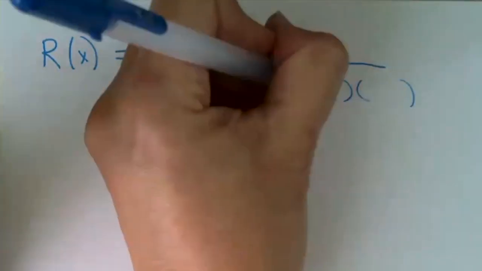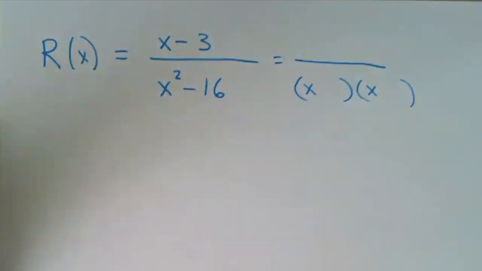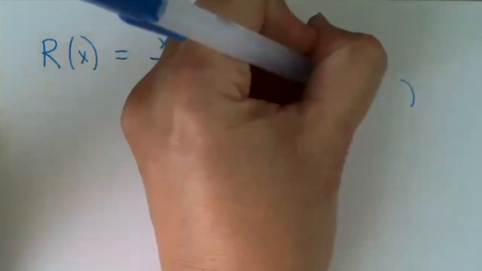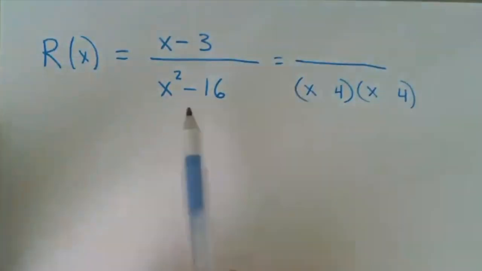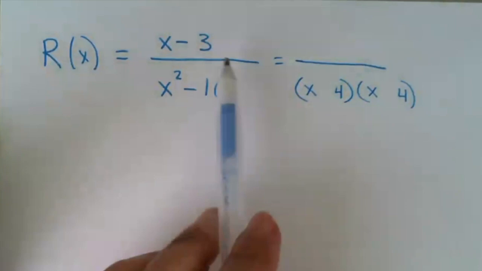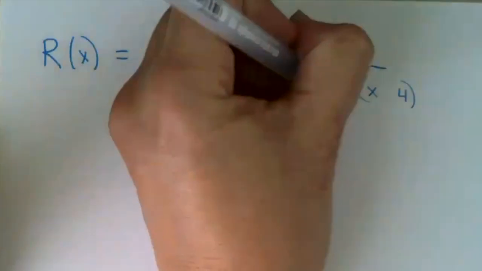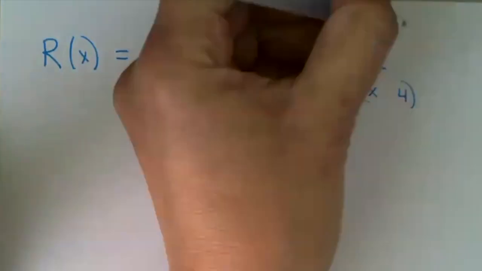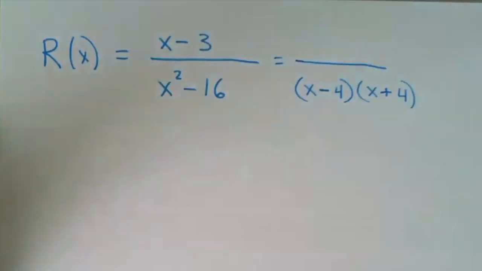Our x squared, the square root of that provides the first term for each of our binomials. The square root of 16, 4, provides the second term for each of our binomials. And then the way a difference of squares winds up losing its middle term is one of these is a minus and one of these is a plus. And it does not matter which one is which.